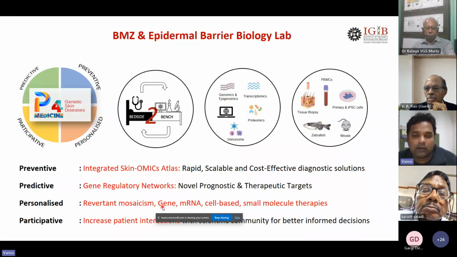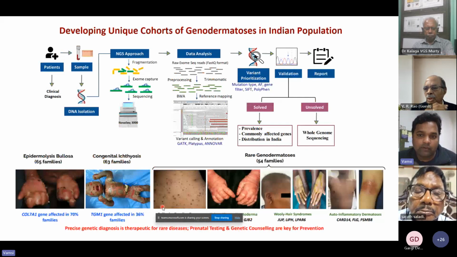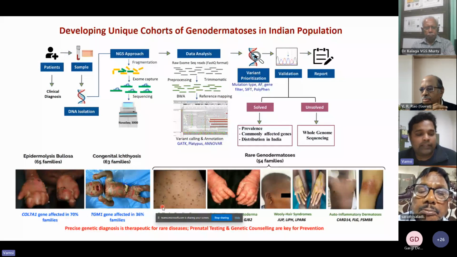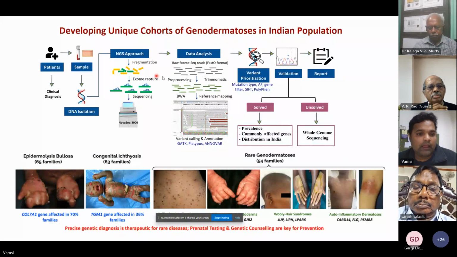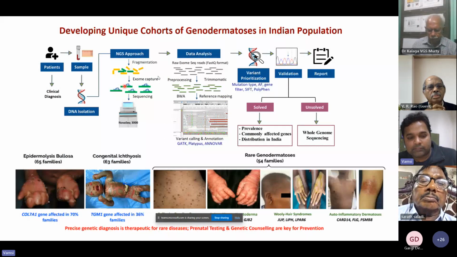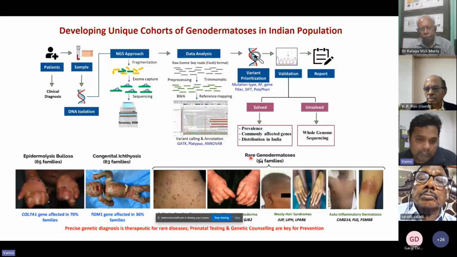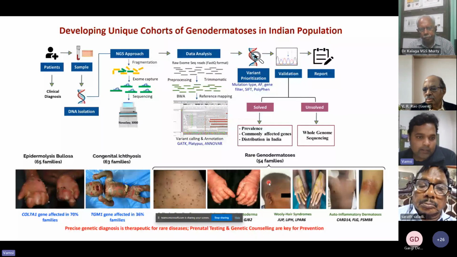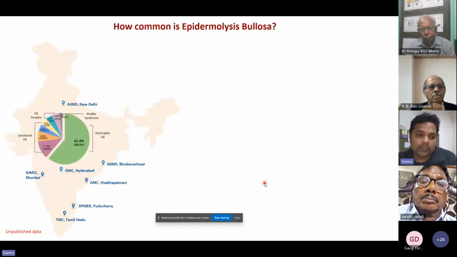So basically, the idea is to use the genetic experience that I have in the Guardian program, take patients that are available across India with collaborations from multiple people, and then identify the genetic diagnosis in them so that we can immediately enable some genetic counseling or prenatal testing for them. We have currently developed cohorts for AR ichthyosis and some rare genodermatoses, including follicular Darier disease, woolly hair syndromes, autoinflammatory diseases. And importantly, coming back to the topic of today, which is how common is epidermolysis bullosa.